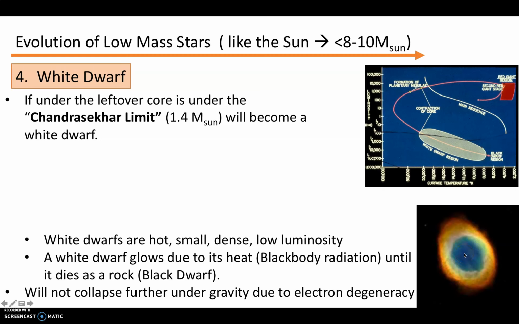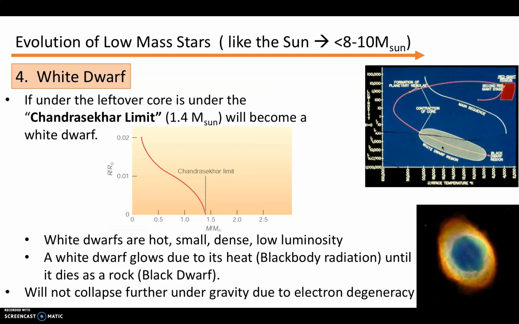And a white dwarf is just hot and small and dense, and it has a pretty low luminosity. So they are down here on the HR diagram, and they're pretty boring. They're just going to gradually glow. Again, that glow is the black body radiation because of the temperature of that star. And as it glows, it's releasing that energy into space as photons. And eventually it'll lose that energy and die as a black dwarf, a rock that's not radiating energy.